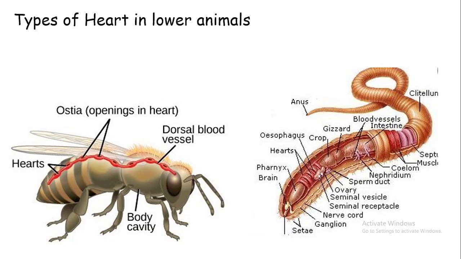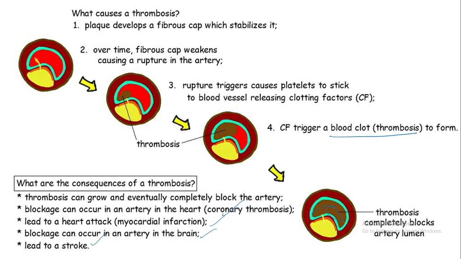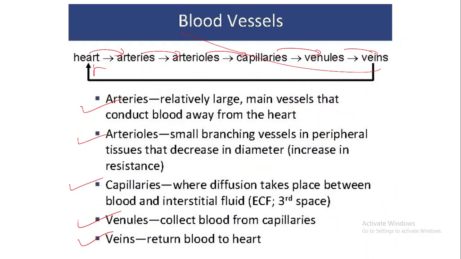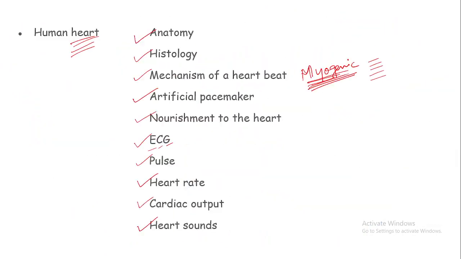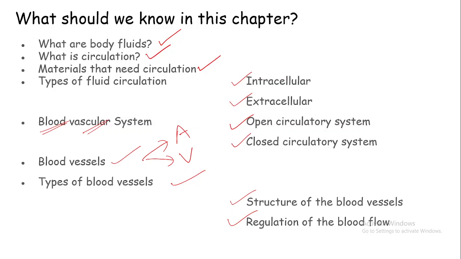Coming to types of heart in lower animals, we shall continue this heart part in the next session. We shall just have an overlook of whatever we have studied till now. We have covered what body fluids are. We know there are three types, mainly intracellular and extracellular fluid. The interstitial fluid and the plasma are all part of the extracellular fluid.